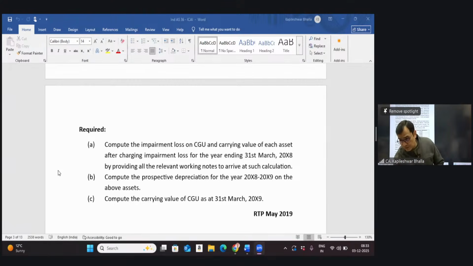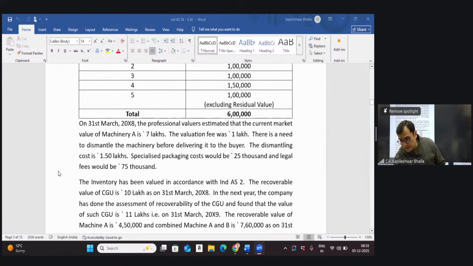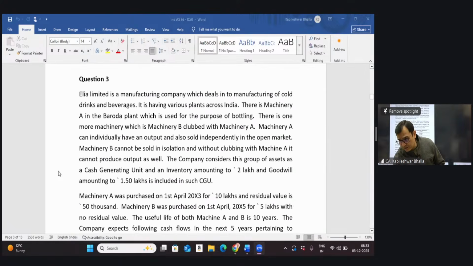If you just want to have a quick look at the details, just quickly have a look at the inputs. I'll make a quick walkthrough, then we'll solve. So very good question indeed. I think that's a wonderful question which came in the RTPs.